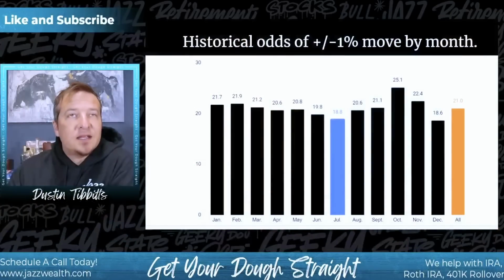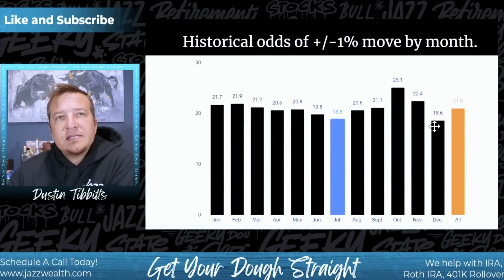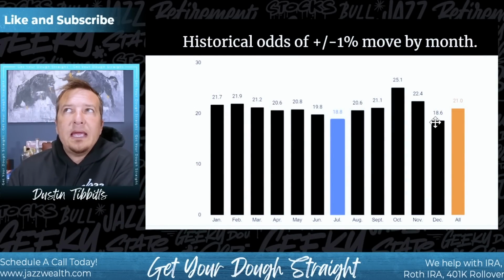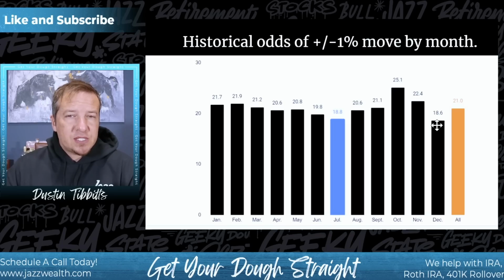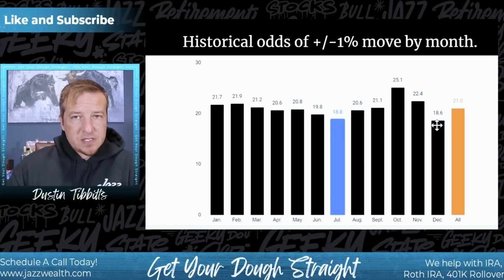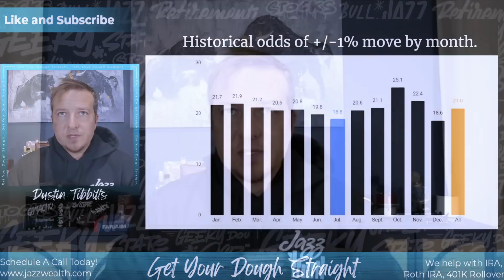And one last thing, just so you can see that I keep all this data that I share with you. What are the odds that we have a 1% gain or loss on one particular day in the month of December? It's the lowest. 18.6% chance that we're going to have a plus or minus 1% day. Okay, so we know December's coming up. It is really calm and not known to be volatile.